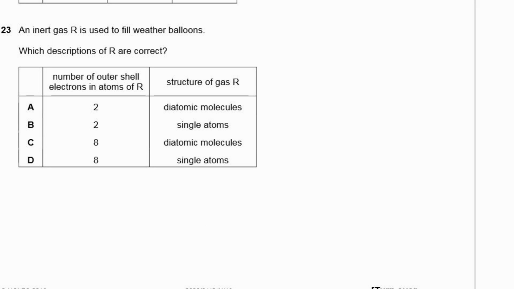Question 23. An inert gas R is used to fill weather balloons. Inert gas generally means a noble gas. And to fill weather balloons, it has to be a very, very light gas. Very light gases, well, that's helium. Hydrogen is a very light gas, but hydrogen is not inert. Hydrogen combusts and does react, so it's not an inert gas. So which descriptions of R are correct? I'd say it has to be helium.